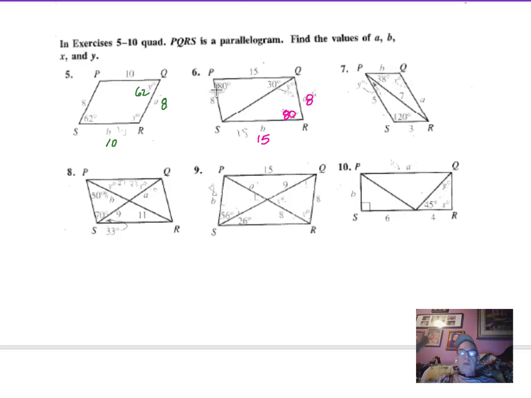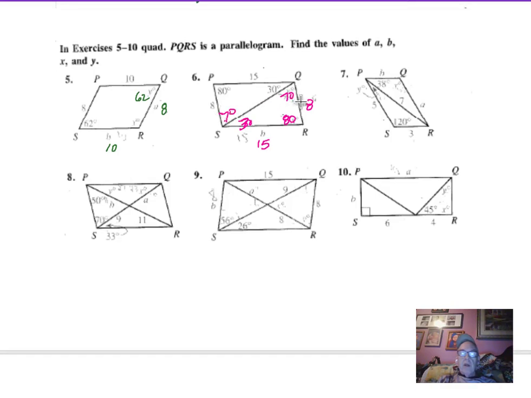So altogether, these need to be supplementary. So this must be 70 degrees. That makes 180. That makes supplementary by alternate interior angles. We got a 70 down there, or we got a 30 down here and a 70 there. And we found all the ones we needed to find. Looking at number 7, let me switch colors.